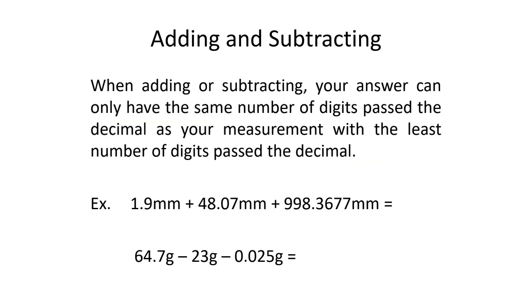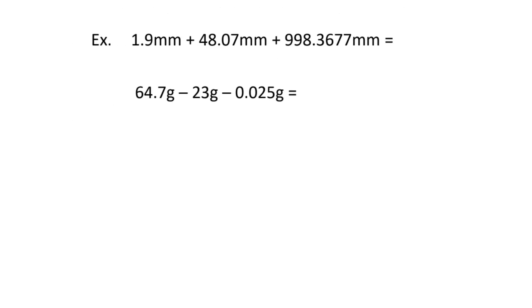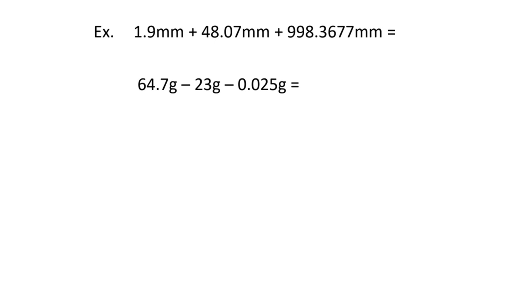Okay, so when adding or subtracting, your answer can only have the same number of digits past the decimal as your measurement with the least number of digits past the decimal. And that's because you're looking at your instrument. So if we look at 1.9 millimeters, we measured something that's 1.9 millimeters. Let's say you had a ruler and that's as far as you could get. But really, if you had a more precise ruler, you could have measured beyond those digits. Okay, so we don't know. It's 1.9 something, something, something. We don't know what it is.